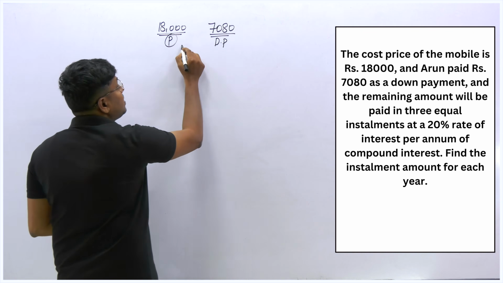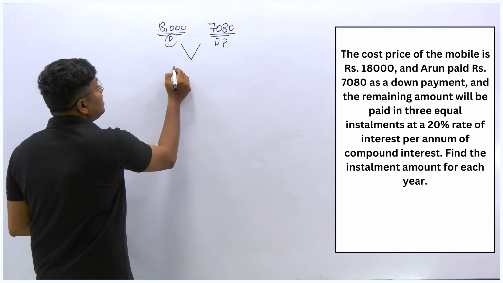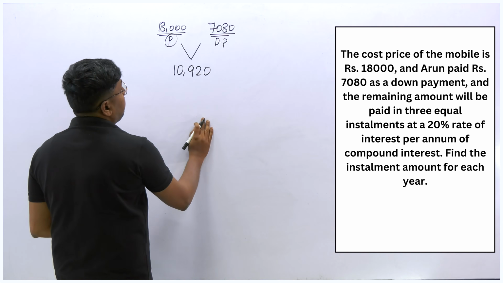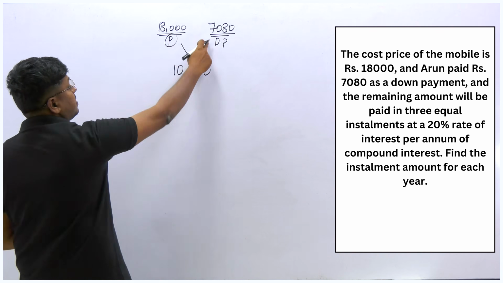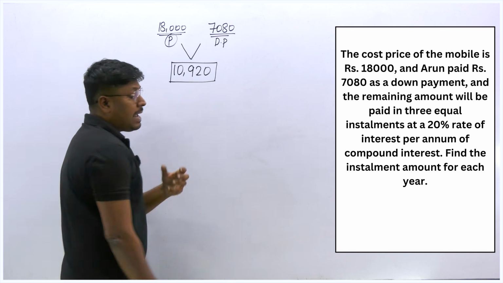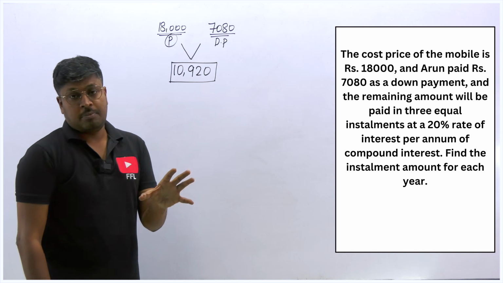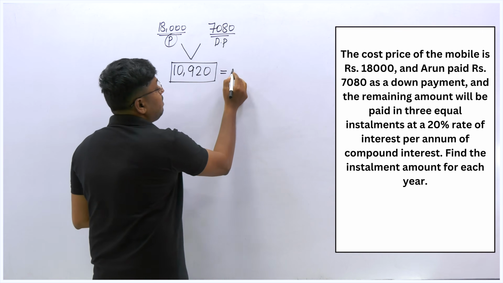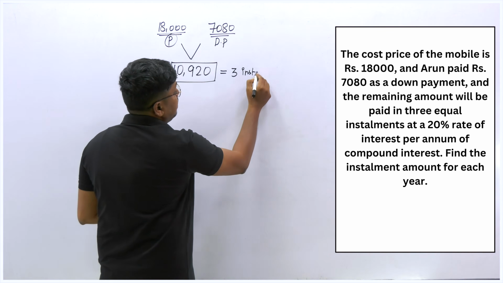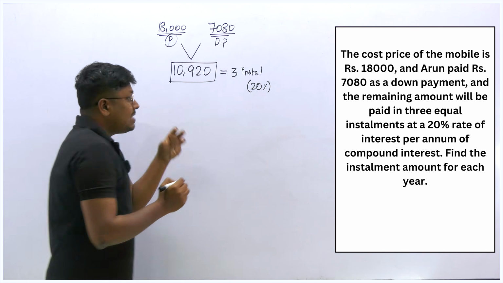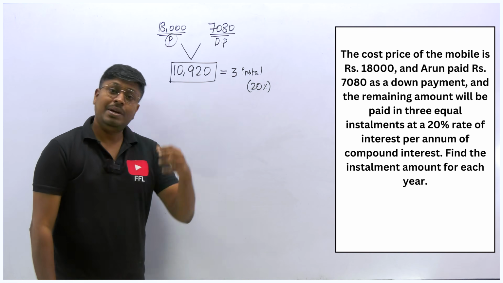Just listen here, when you subtract these two values, this will be 10,920. So 10,920 is the remaining amount after the down payment. This is the remaining amount that the person has to pay in 3 installments. And for every installment, the rate of interest is how much? 20%.